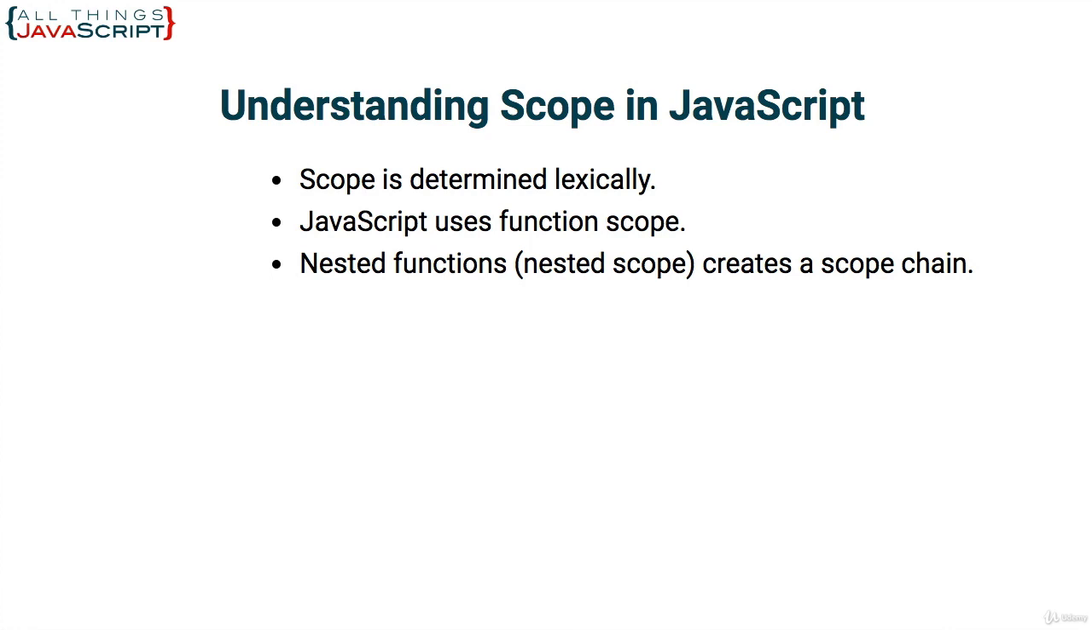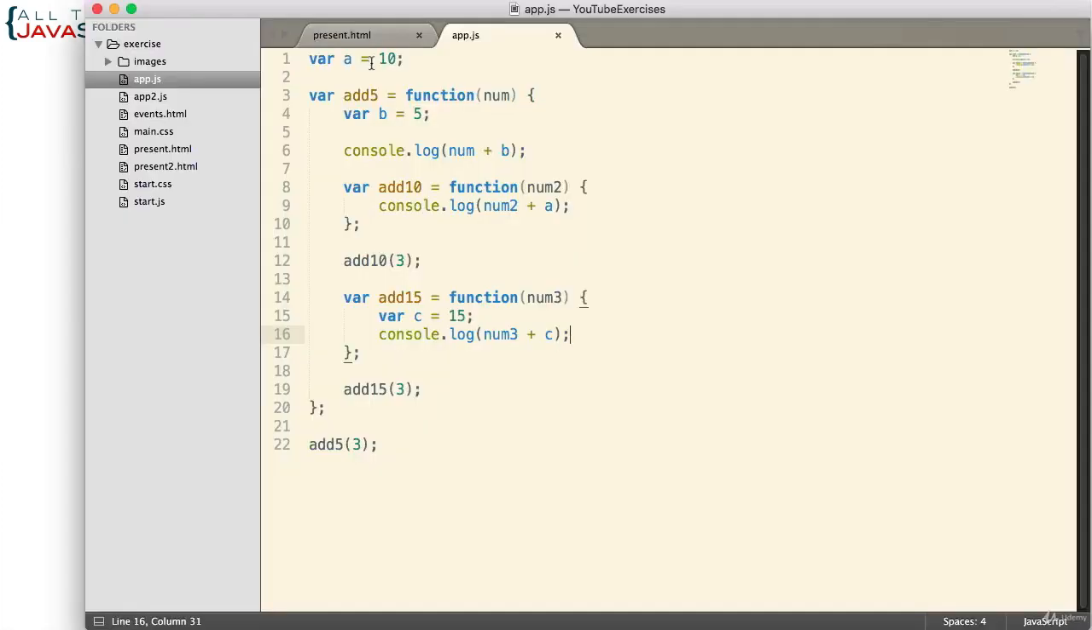Now let's take a look at the code that we're going to use for the examples that will help explain scope. First off, we declare a variable. We assign the number 10 to it. Then we have a function that we've referenced with add 5. Both of those are in the global space.